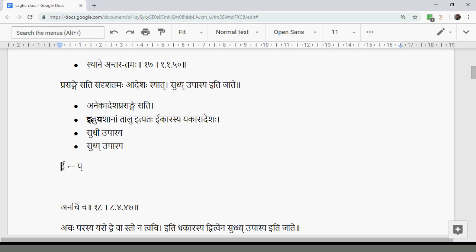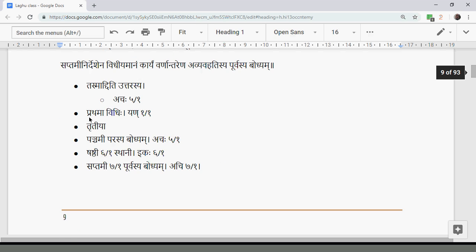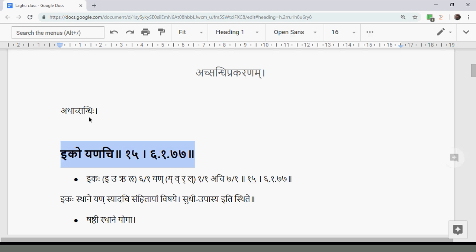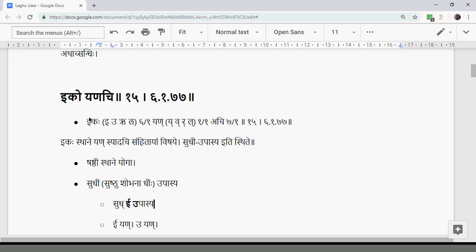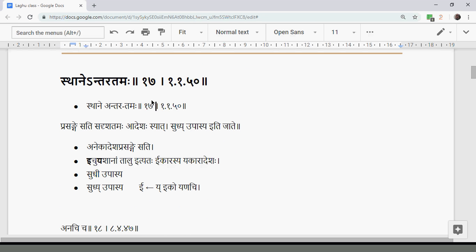Derivation is not over. Ikara will get this adesha by what? By ikoyanachi. Not only ikoyanachi, also this sthaniyantaratamaha. Sthaniyantaratamaha helps you interpret ikoyanachi. Although ikoyanachi is applying, we understand it through tasminiti nirdishte purvasya, and through the next sutra, sthaniyantaratamaha, we know that among yan, yakara is the adesha. So due to ikoyanachi and the other sutras that we saw, you get sudhyupasya.